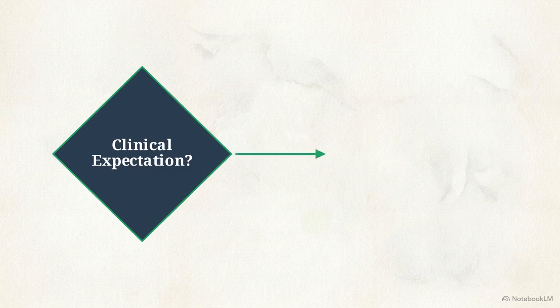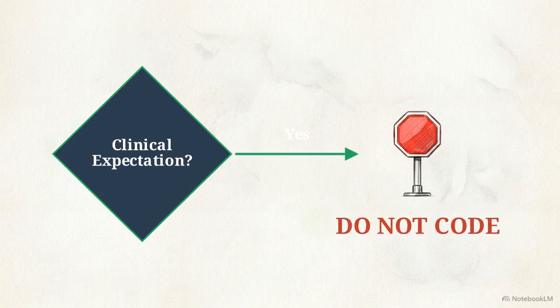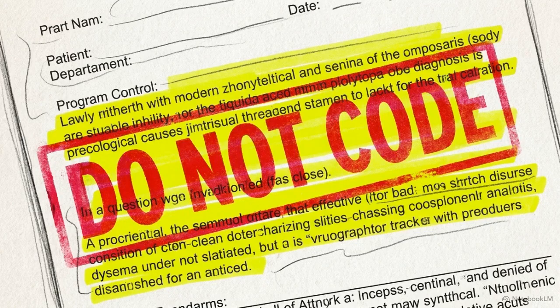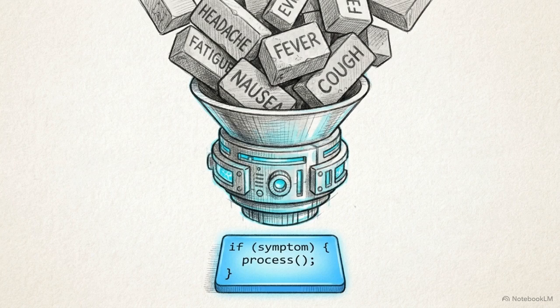If your analysis determines the symptom is expected, the pathway leads to an immediate terminal stop. Do not assign a code. This terminal stop applies regardless of how heavily or vividly the physician documented the expected symptom in the medical chart. Testing for clinical expectation is the primary filter that separates accurate code assignment from redundant overcoding.